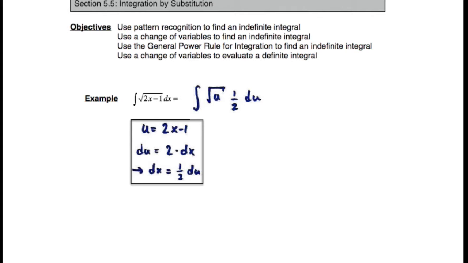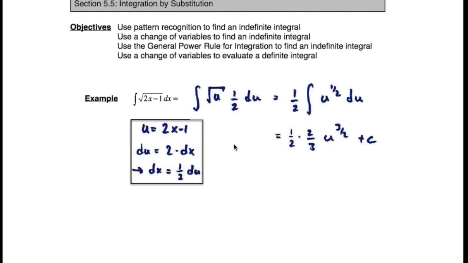In this particular example, it wouldn't be a surprise that someone would try u equals root 2x minus 1, and maybe it works, maybe it doesn't. If it doesn't work, it's okay. You just try again with another change of variable, like this one. Here we also used the general power rule.